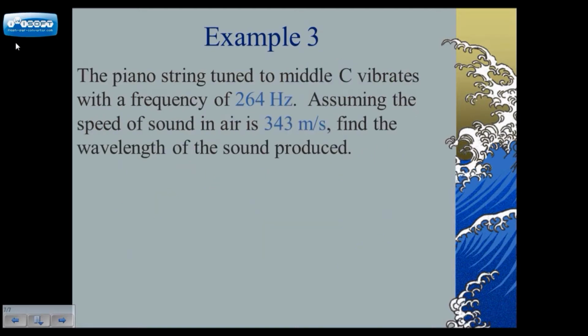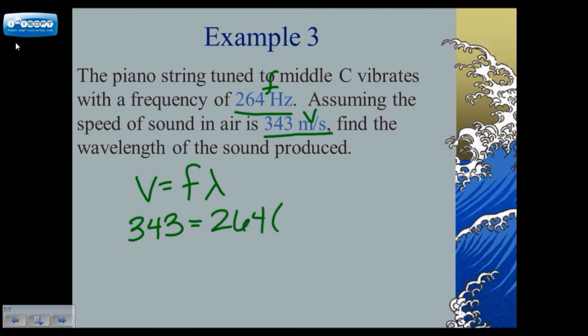Our last example has a piano string tuned to middle C, which vibrates with a frequency of 264 hertz, so that's our f. And assume the speed of sound is 343 meters per second. So that's our v. We're finding the wavelength. So v equals f lambda, or lambda f. We have 343, which is our velocity. We have our frequency, which is 264, and we're looking for lambda. So we simply divide again. 343 divided by 264 gives us a wavelength of 1.299.